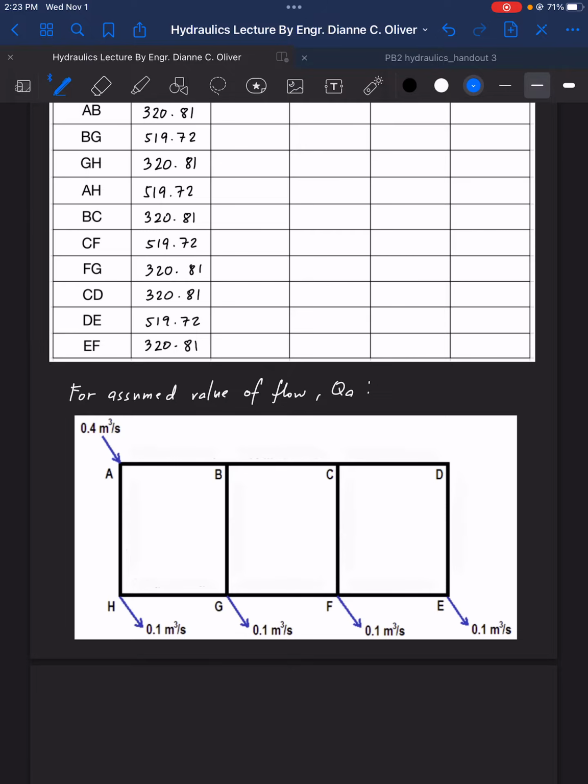So for the direction of flow, since this is the input, the inflow of water, the arrow will go to the left, and here it will go downward. Then as to this portion here, the water will go to the right, and then this goes downward, this goes to the right, this goes downward, this goes to the right, downward, and then to the right.